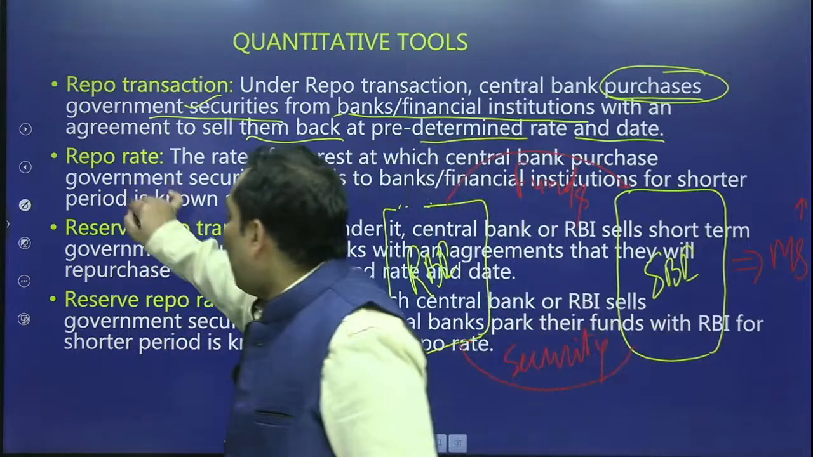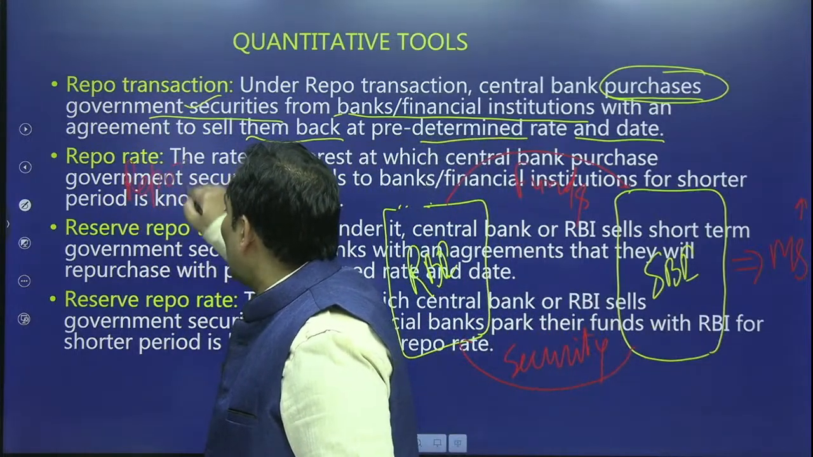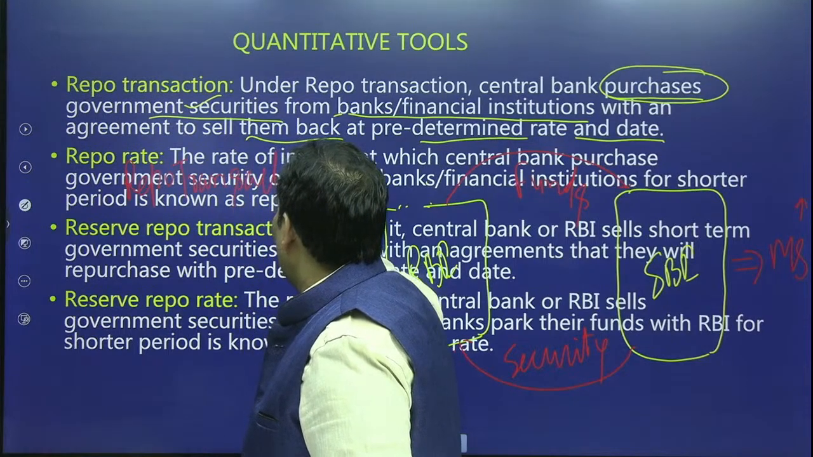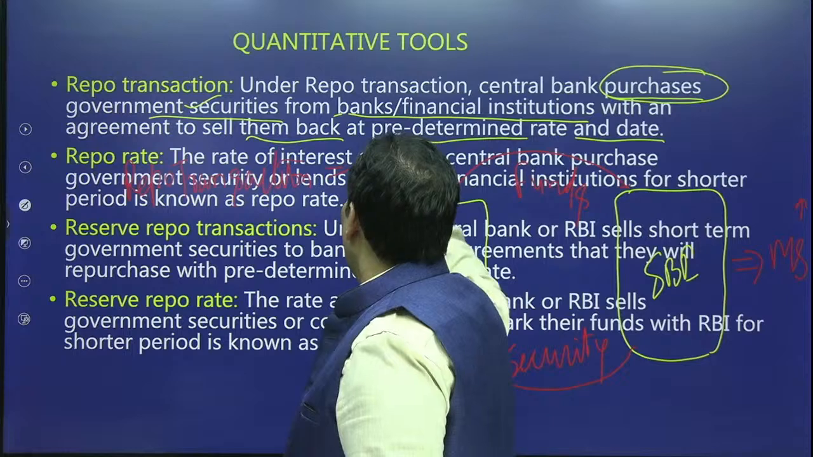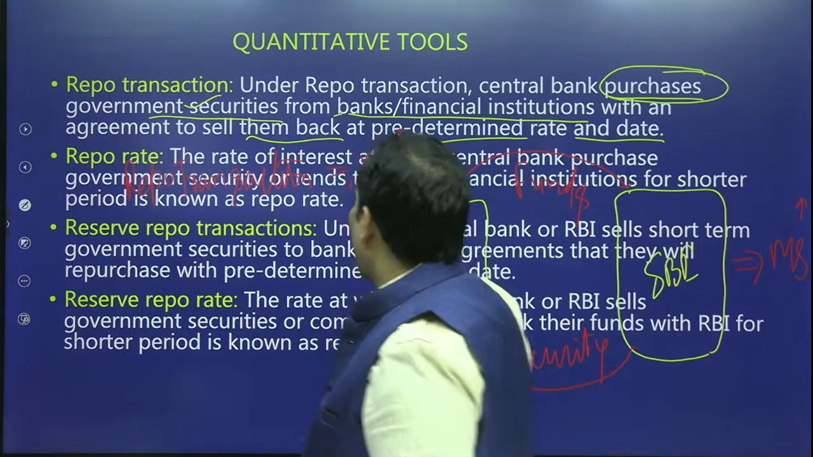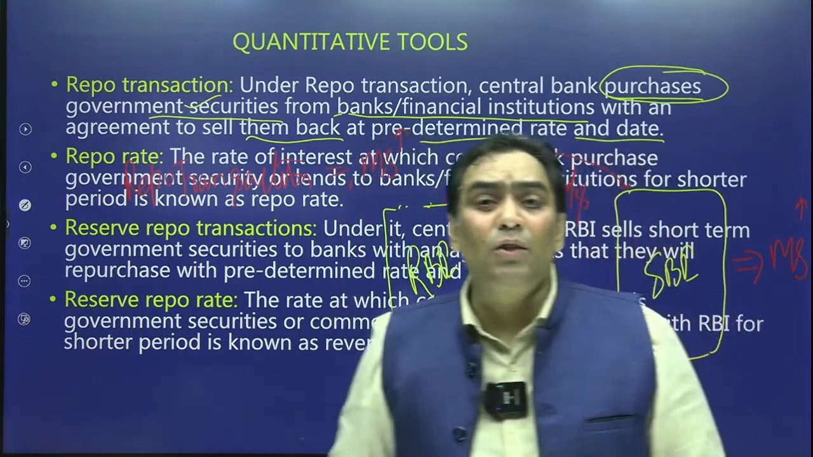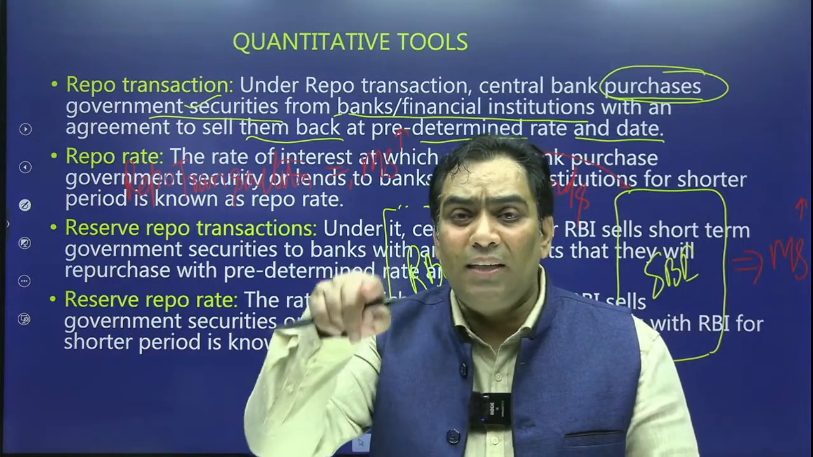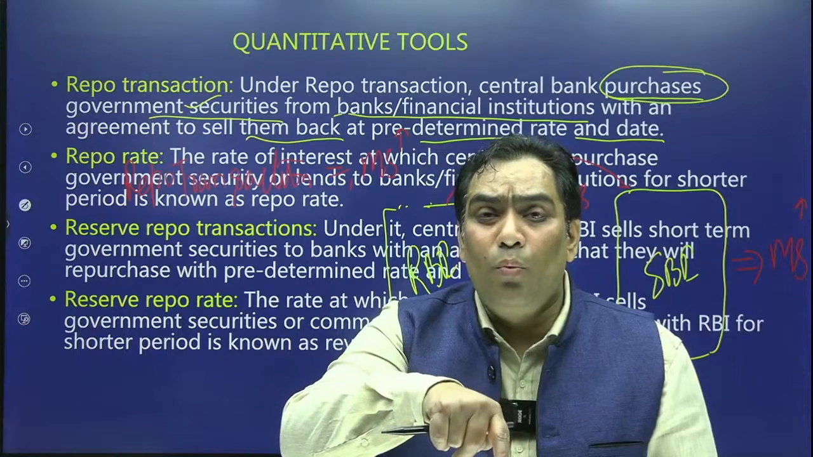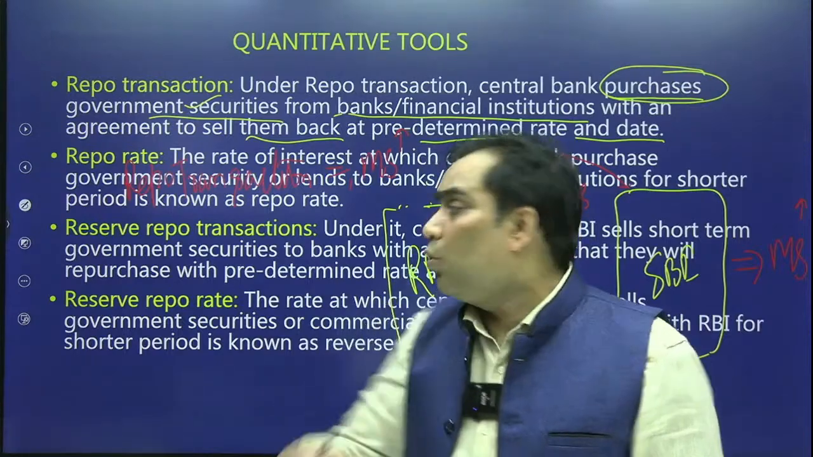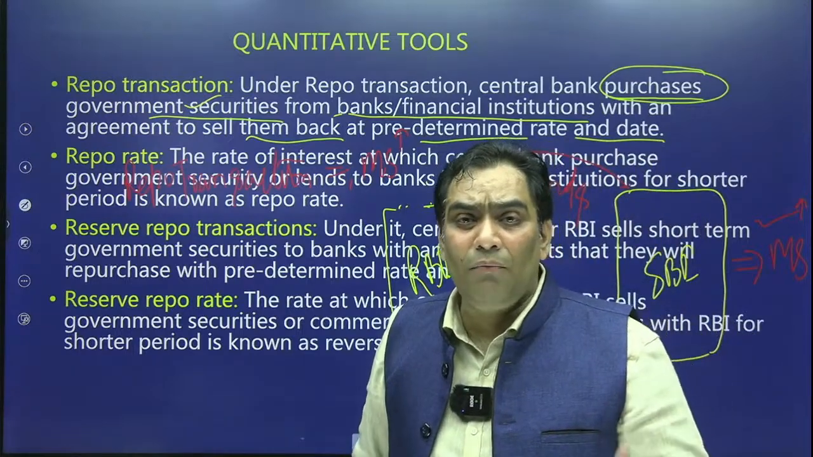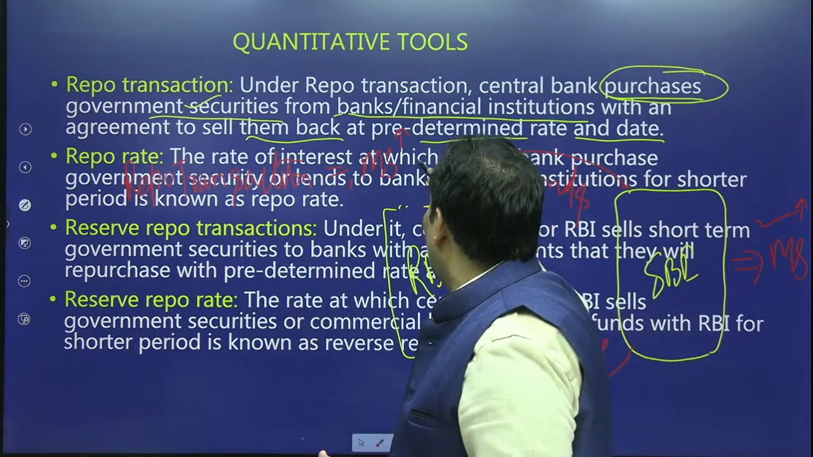So through repo transactions, be very clear, money supply should increase, because RBI is purchasing government security. When RBI is purchasing, the money is transferred from RBI to commercial banks. So repo transactions will be instrumental for increasing money supply.